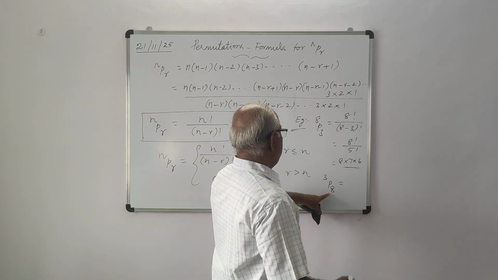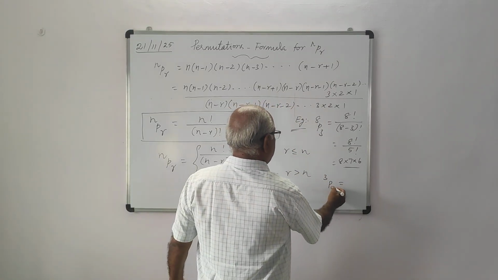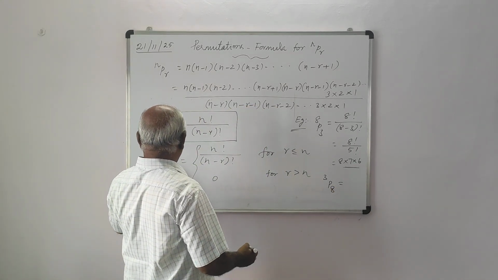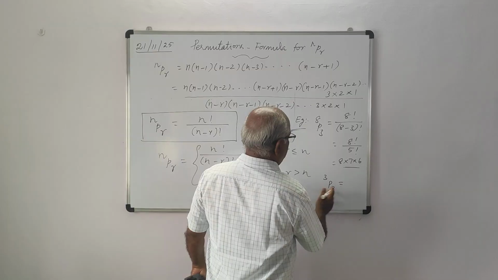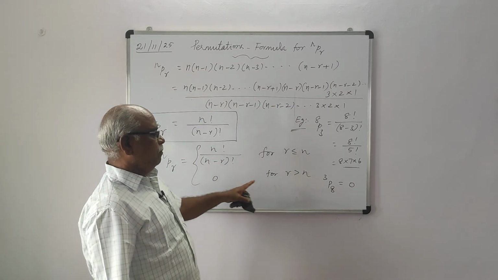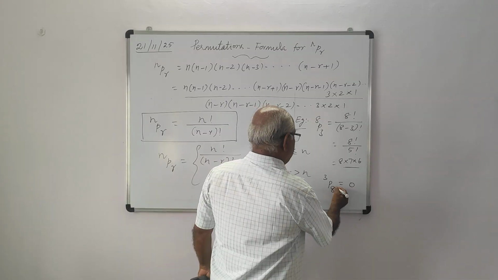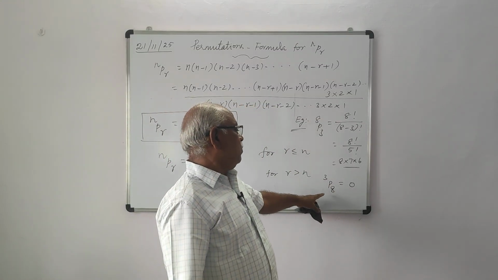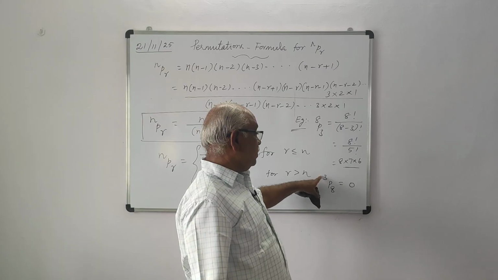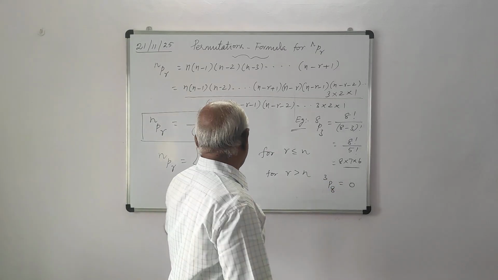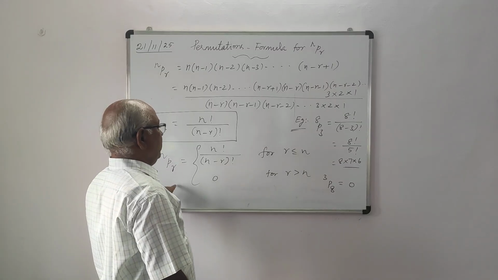Suppose 3P8. In this case, r is greater than n. 3P8 is 0. There is no permutation. We cannot find permutations of 8 things from 3 things. We cannot arrange 8 things from 3 things, so it is not possible. Therefore, this is 0. So this is the definition of nPr.